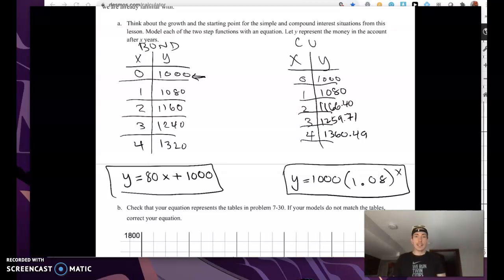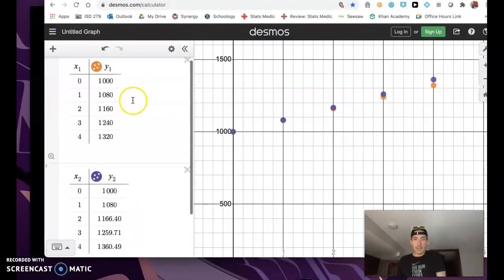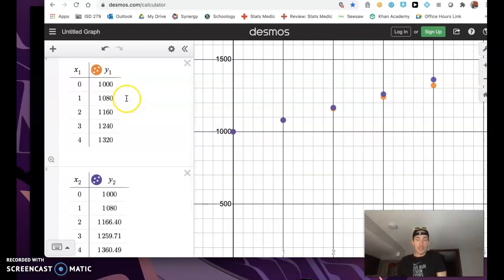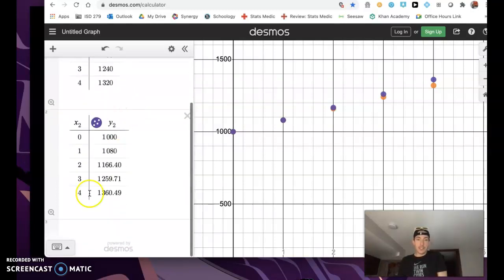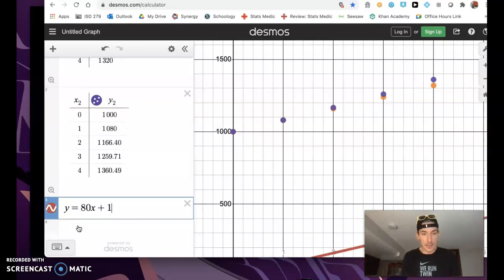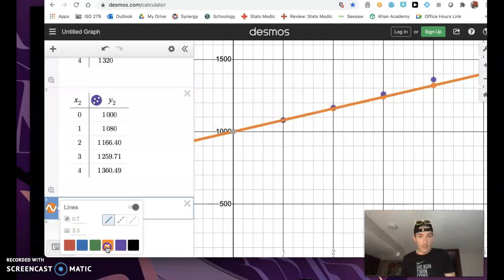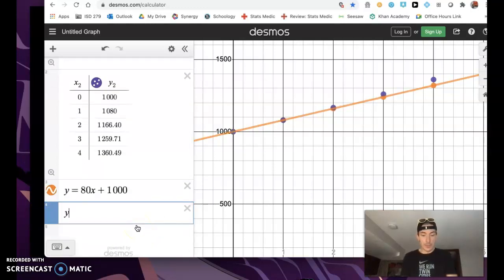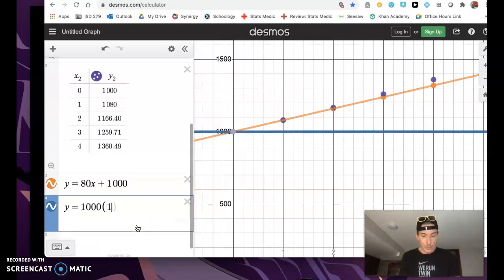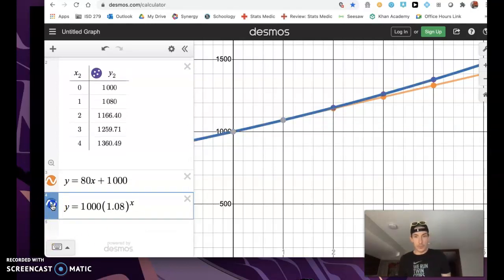And what I did is I just went real quick to Desmos and I graphed these things. I didn't do anything special. I just graphed them using the table features in Desmos. But now I'm going to add the lines that we just discussed: y equals 80x plus 1,000, and that data was orange, so I'll make this orange. And then y equals 1,000 times 1.08 to the x power, and that one's purple, so I'll make that one purple.